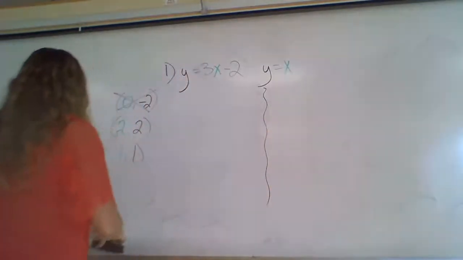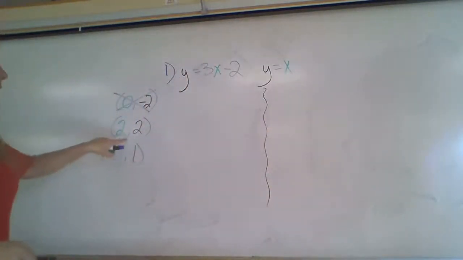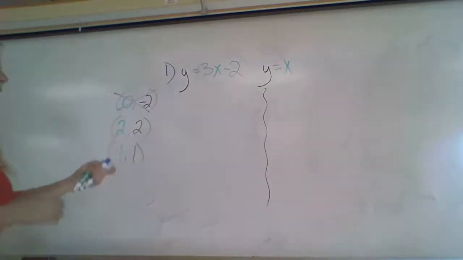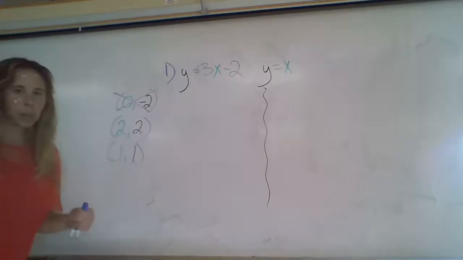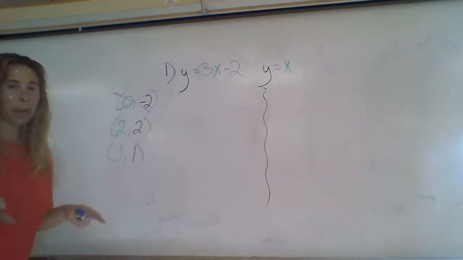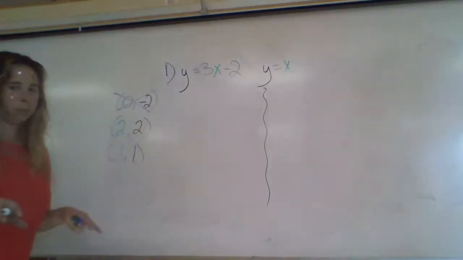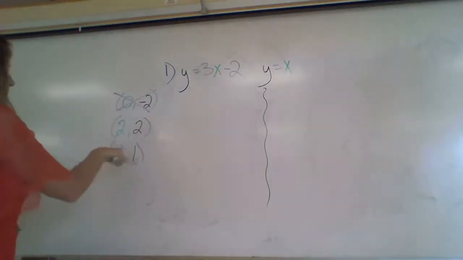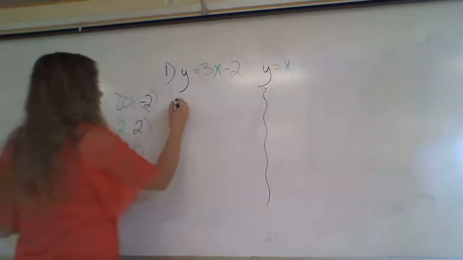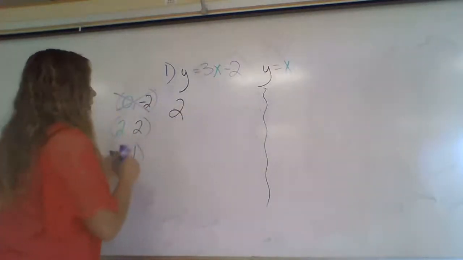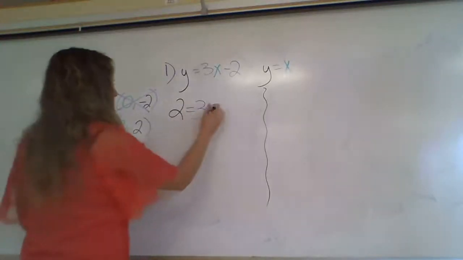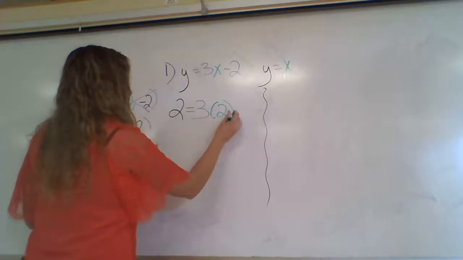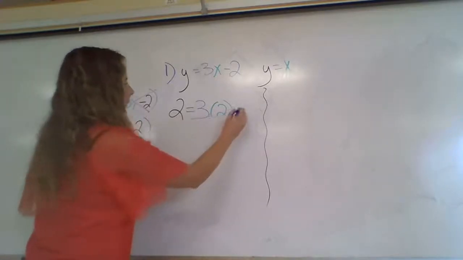So your next point is (2, 2). X is 2, y is 2. So let's substitute it in. Once again, try it by yourself. So pause me and try it. Okay. Substitute 2 in for y, and 2 in for x. Rewrite the rest of it.